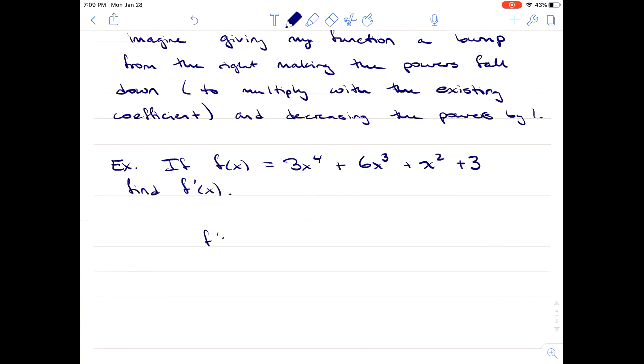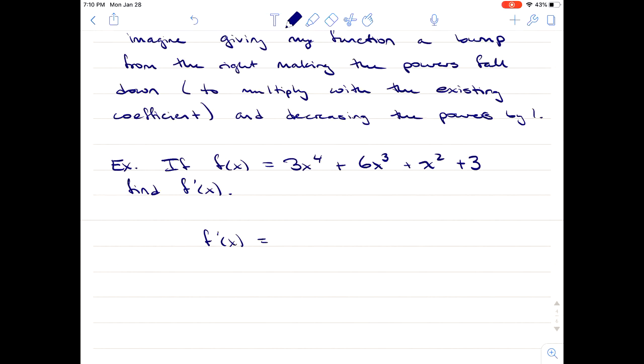So then f prime of x, here's where I imagine just giving it a bump. And what's going to happen is this 4 is going to fall down in front. And so now the coefficient is 3 times 4, right? Because it's fallen down in front. And because it fell down, you have to decrease it by 1, right? So it becomes 3 times 4 times x to the power of 3. Right? And so what we're doing when we're finding the derivative is we actually decrease all the powers by 1.